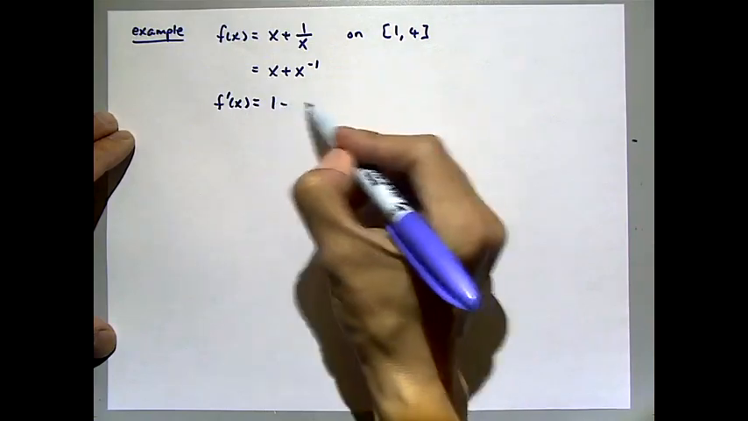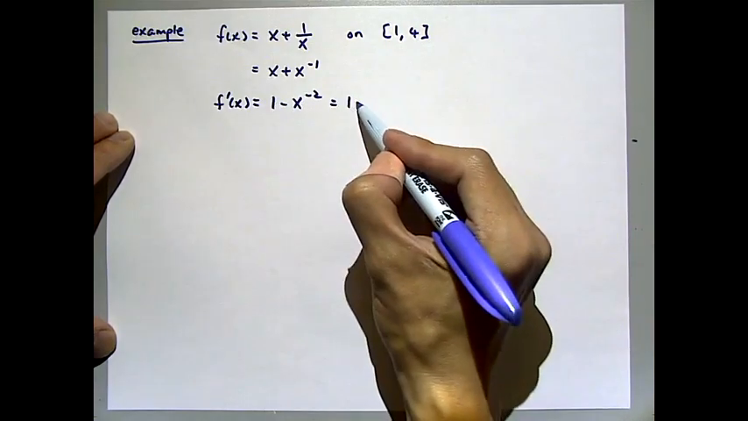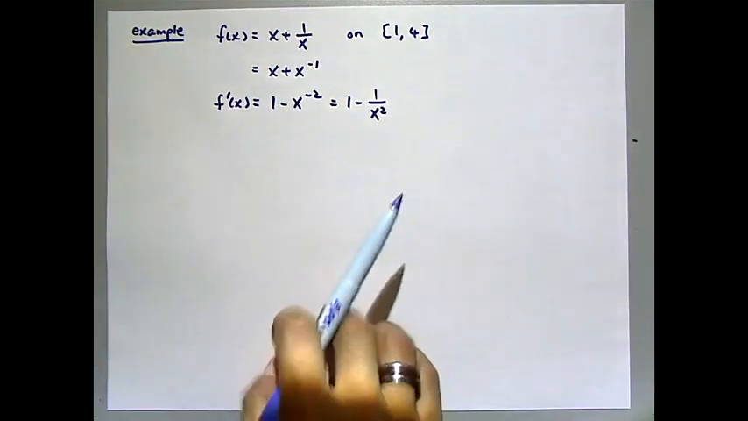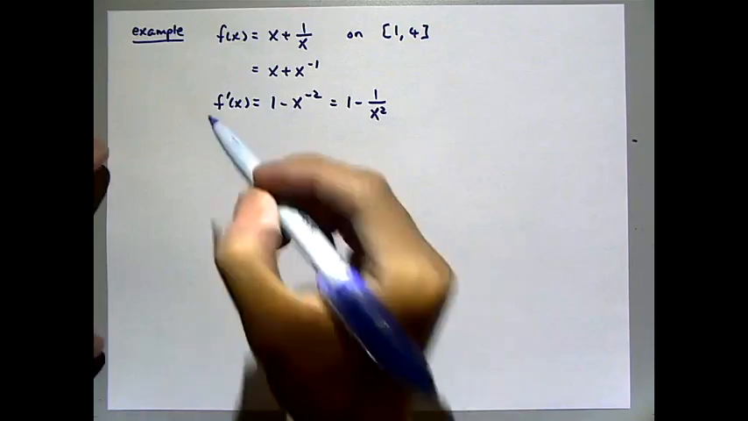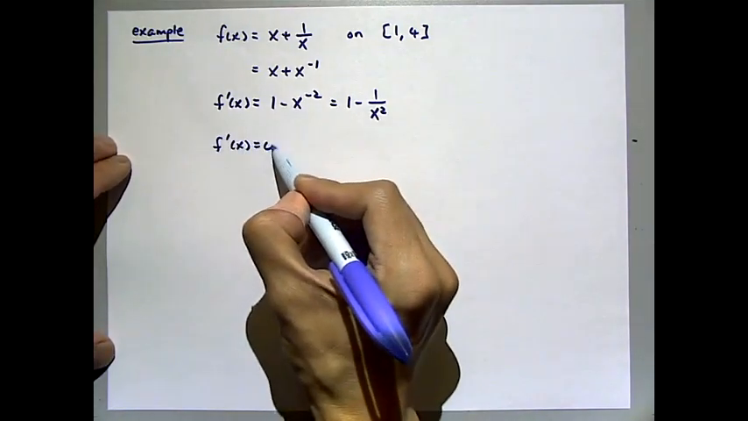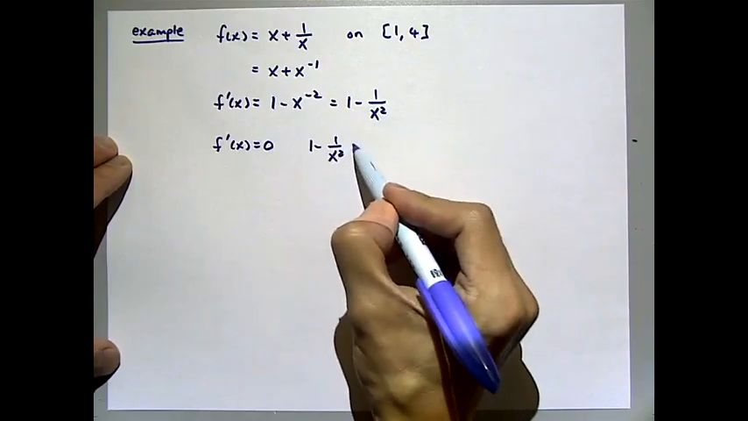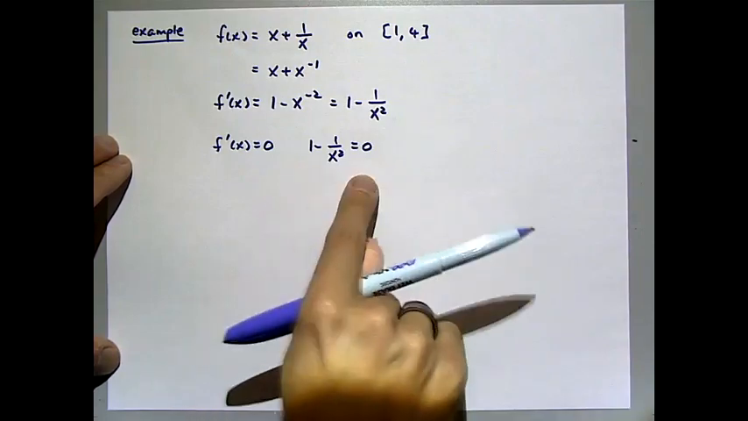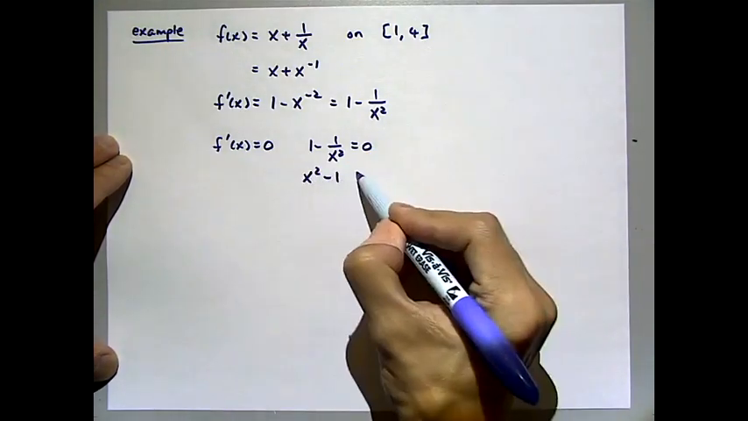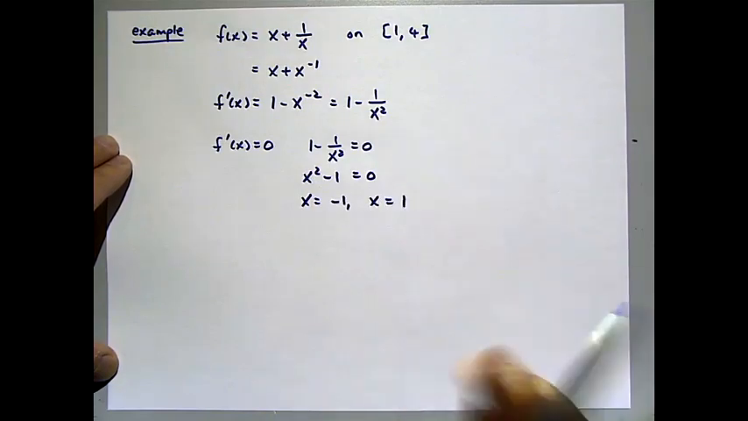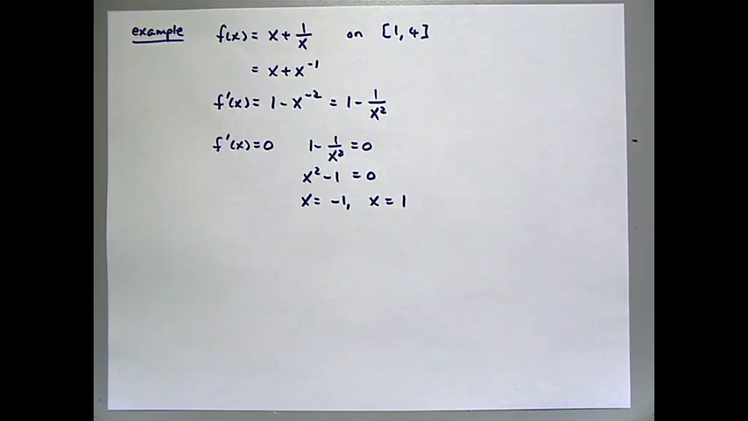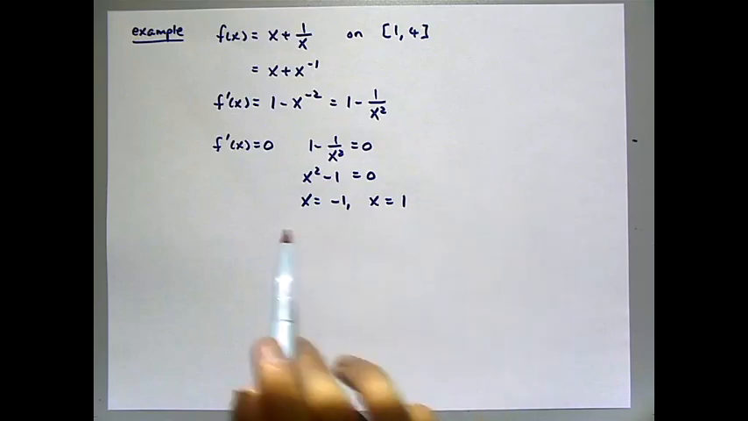F prime is 1 minus x to the minus 2, so 1 minus 1 over x squared. First, let's find out where this thing might be 0. If you multiply both sides by x squared, we get x squared minus 1 equal to 0. That means x is equal to minus 1 and x is equal to 1. Okay, so these are where the tangent lines are horizontal. We have two possible locations.